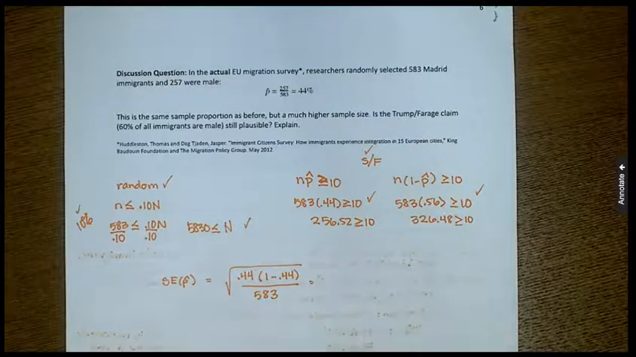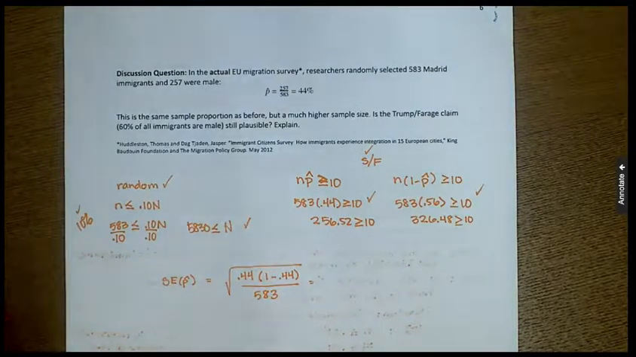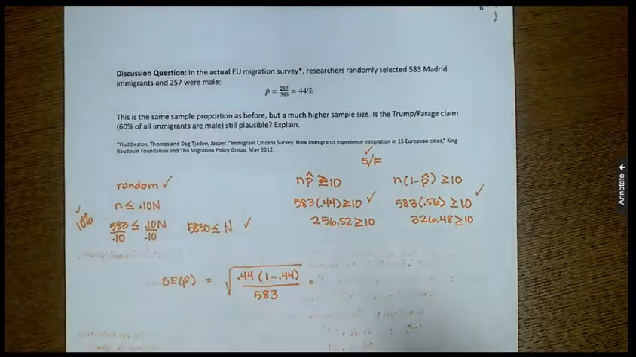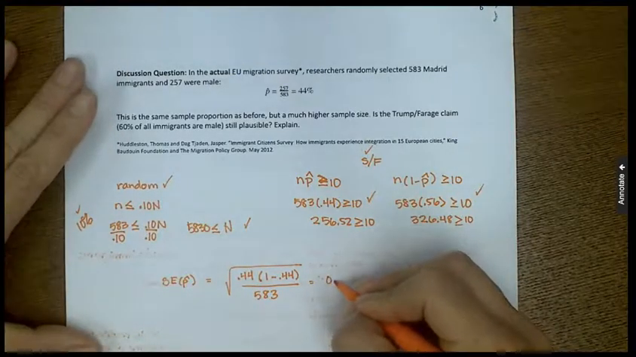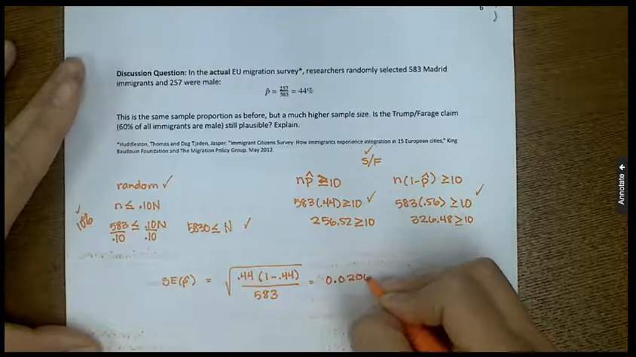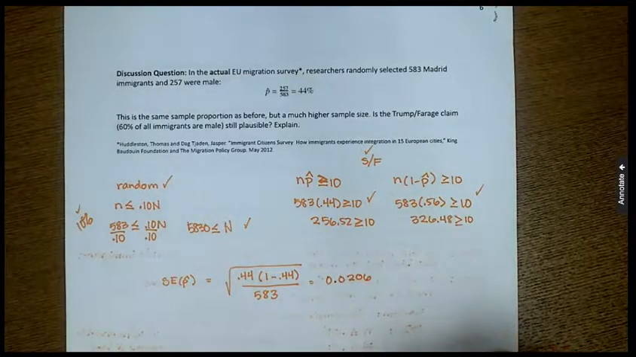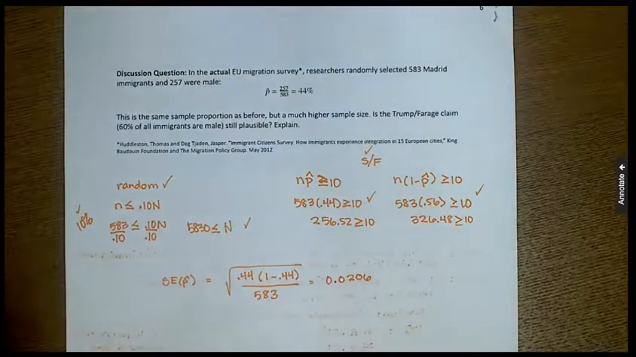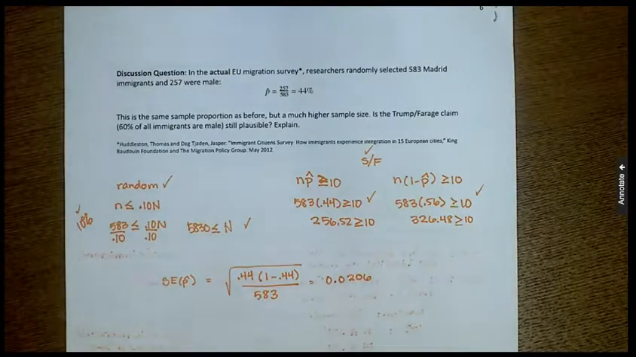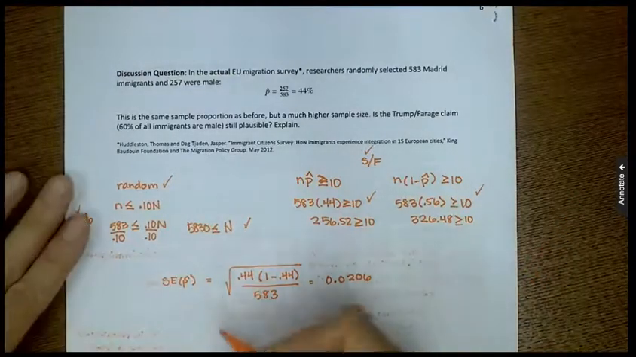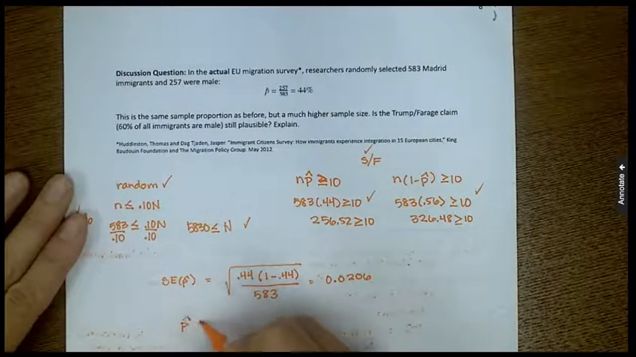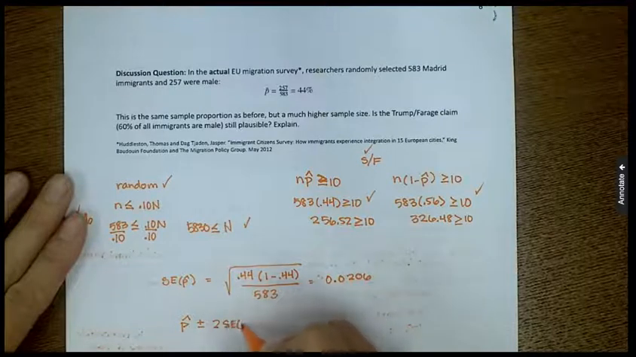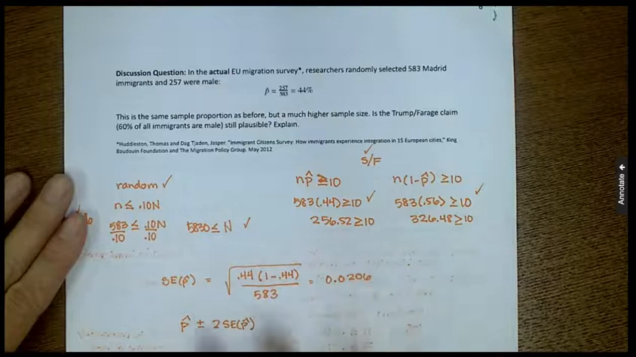I'm going to take this out to 4 decimals. So if I go out to 4 decimal places, this is 0.0206 after I do some rounding, okay? Now, remember, we want to find our confidence interval. And remember, our formula for our confidence interval is p hat plus or minus 2 standard errors of p hat. And that's going to give us our interval.